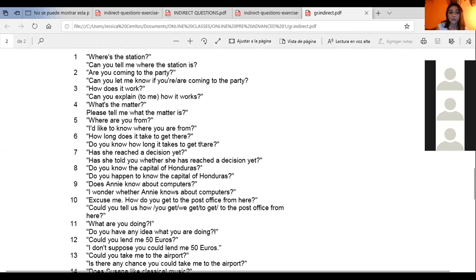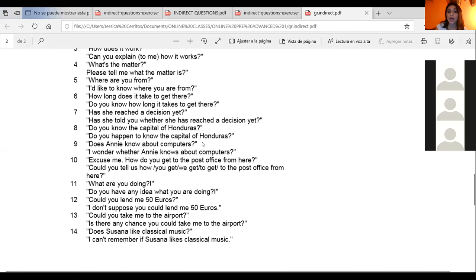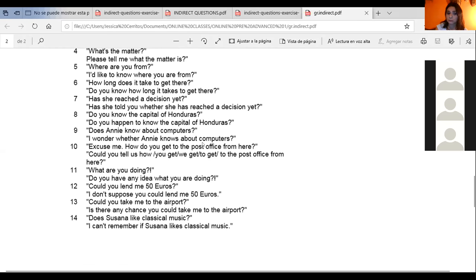Number 11, what are you doing? Do you have any idea what you're doing? Could you lend me 50 euros? I don't suppose you could lend me 50 euros. Could you take me to the airport? Is there any chance you could take me to the airport? Number 14, does Susana like classical music? I can't remember if Susana likes classical music.